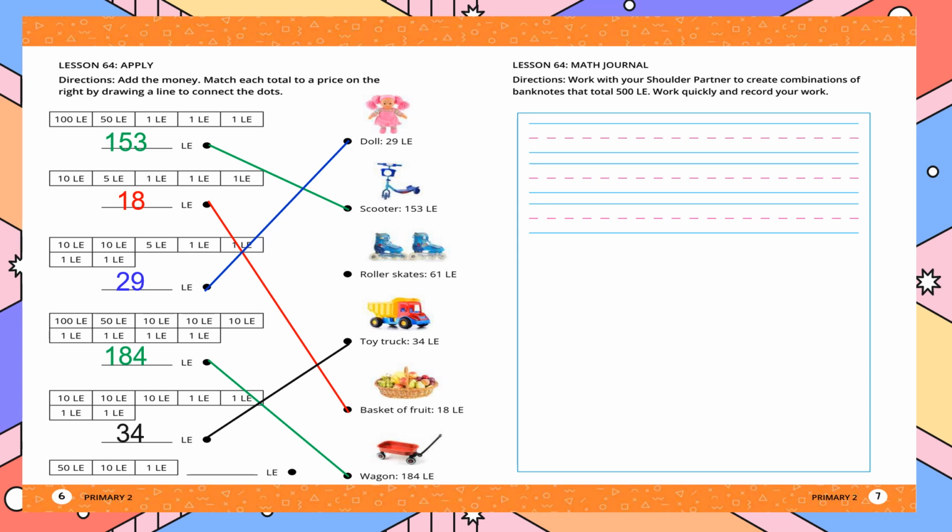The last one, 50 LE plus 10. 50 plus 10 equals 60. 60 plus 1 is 61 LE. So we will match it with roller skates. It's for 61 LE.